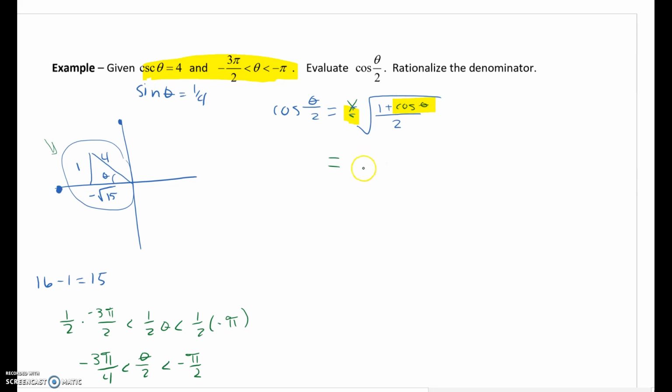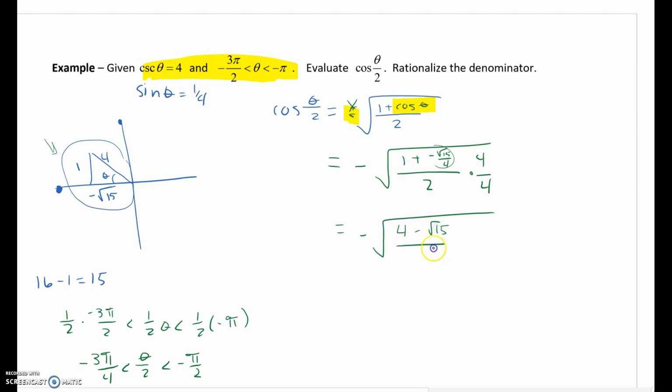So this is going to be negative square root of (1 plus the cosine of theta), so negative root 15 over 4, all over 2. Again, like I did on the last one, I want to multiply by the common denominator. Our common denominator here is 4 to clear everything up. So I multiply the top and the bottom by 4 to get rid of the fraction inside. I have negative square root of (4 minus root 15) over 8. That's minus because plus negative is minus.